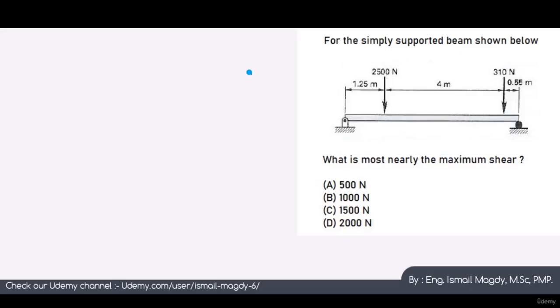So let's start. So let's check our second problem in our quiz. We have this beam here and they want to calculate the maximum shear force in it. So let's start by drawing the free body diagram for the beam.